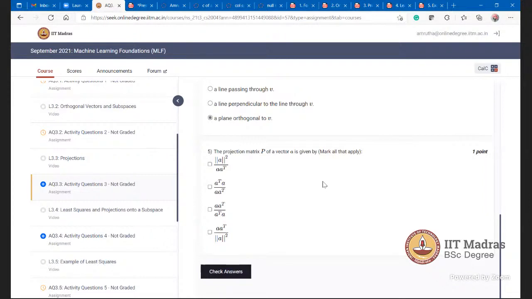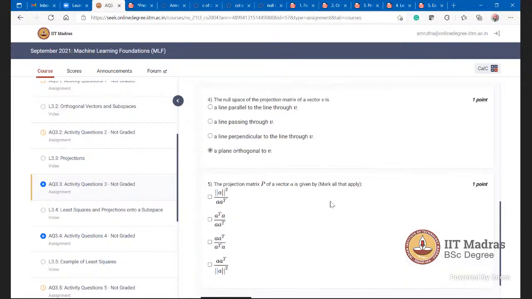The reason being, it is projecting something from one space to another space, right? There are two vector spaces involved in this projection. It takes a vector from one vector space and projects it into another vector space. See, this P is a matrix, right? P is a matrix, which leads to the projection.